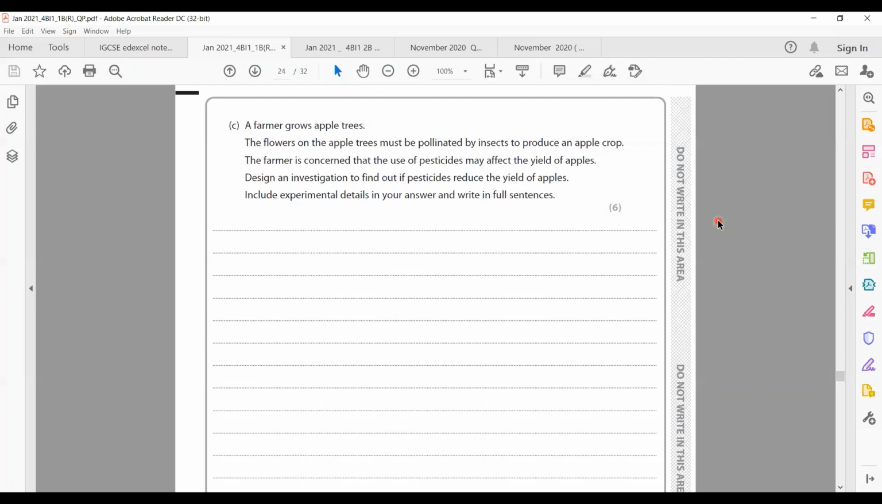So the farmer can use pesticides over like he can use pesticide in a day, and then Miss, he can use like the pesticides over a period of time, and then after some time he can check if the apple yields are reduced or not, and then he can repeat it.